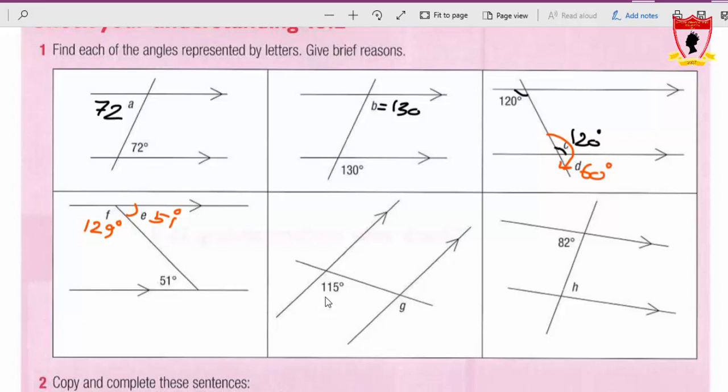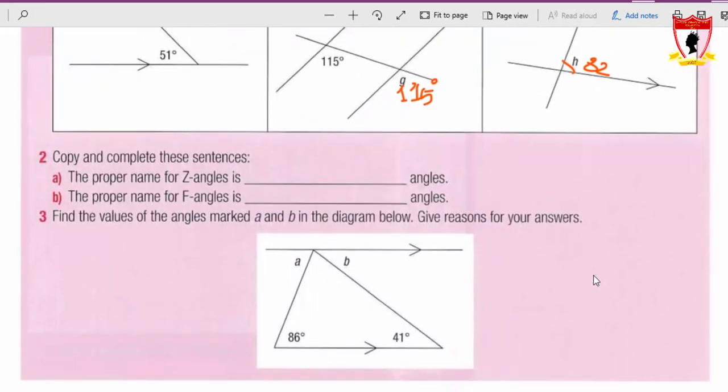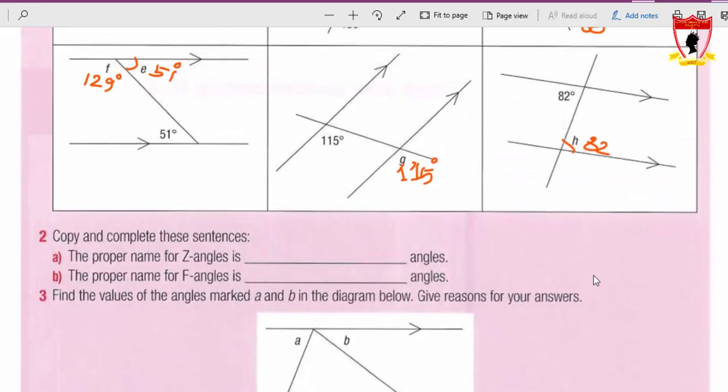This angle is 115 and it's making an F letter, so it's corresponding to the G. G is 115 as well. This angle is 82. This one is alternate. This is also 82. Copy and complete these statements. The proper name for Z angles is, look, angles that form a Z letter are alternate.